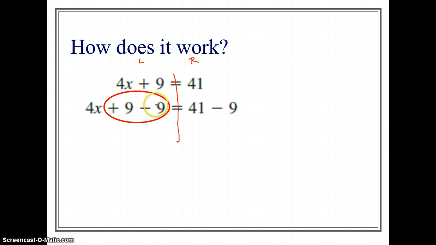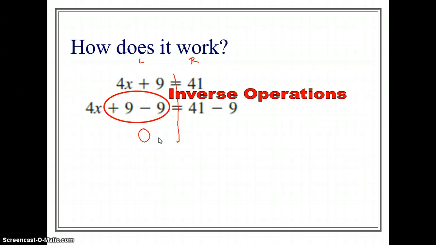You have 4x plus 9. To undo or move the plus 9, which is positive 9, to the other side of the equation, from the left to the right, we use the inverse operation. So instead of adding, we subtract 9. What happens there is that makes 0. That's called inverse operations.